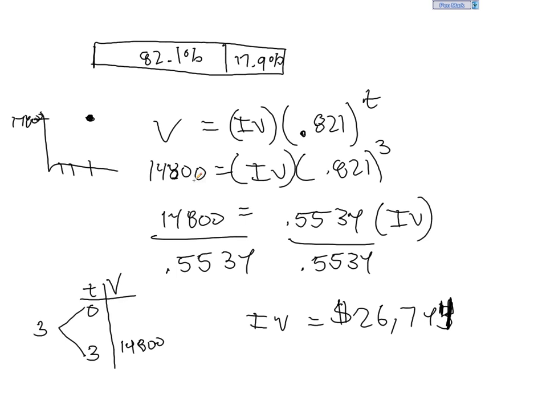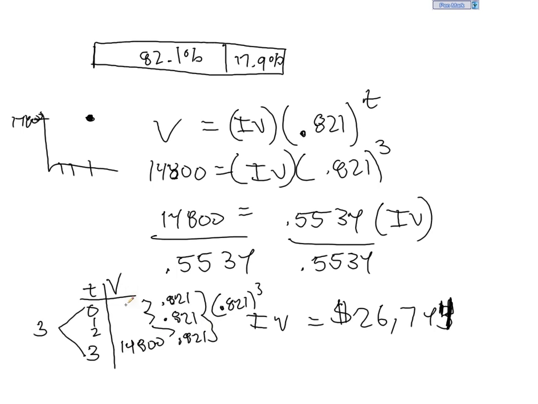Since the price is only 82.1% of what it was each year, that means that to get from 0 to 1, I would have to multiply by 0.821. To get from 1 to 2, I'd have to multiply by 0.821. And to get from 2 to 3, I'd have to multiply by 0.821. So really, I would altogether be multiplying by 0.821 3 times.